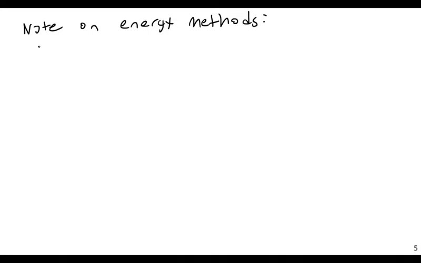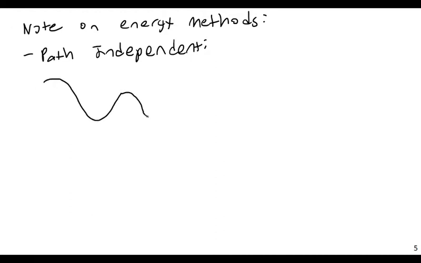A key term for energy methods is they are path independent. In other words, consider a simpler case, something you saw in high school. Remember the old roller coaster problem, where there's a roller coaster that goes through a series of hills and loop-de-loops and everything else?